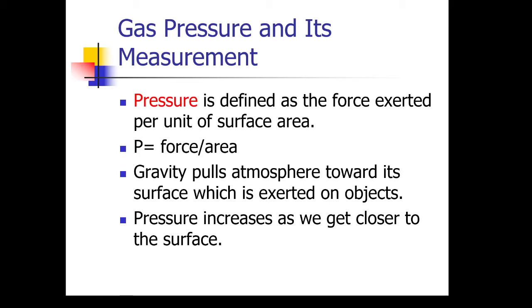So we already talked about pressure and we talked about the atmosphere. Gravity is what's pulling the atmosphere down. The closer I am to the surface, the more gravity is going to pull that down to the surface. And that atmospheric pressure is going to be exerted on the objects. The further up we go, the less gravity has an effect on that atmosphere. The atmosphere is less dense, and therefore we have less pressure.